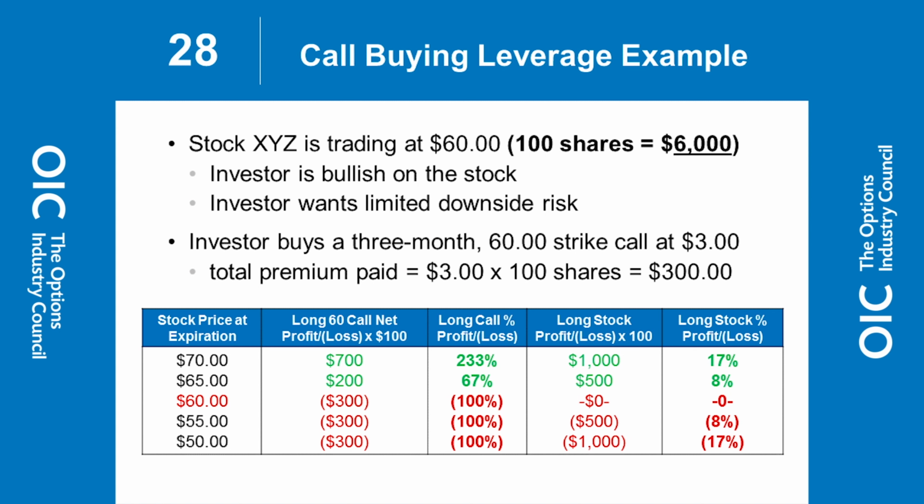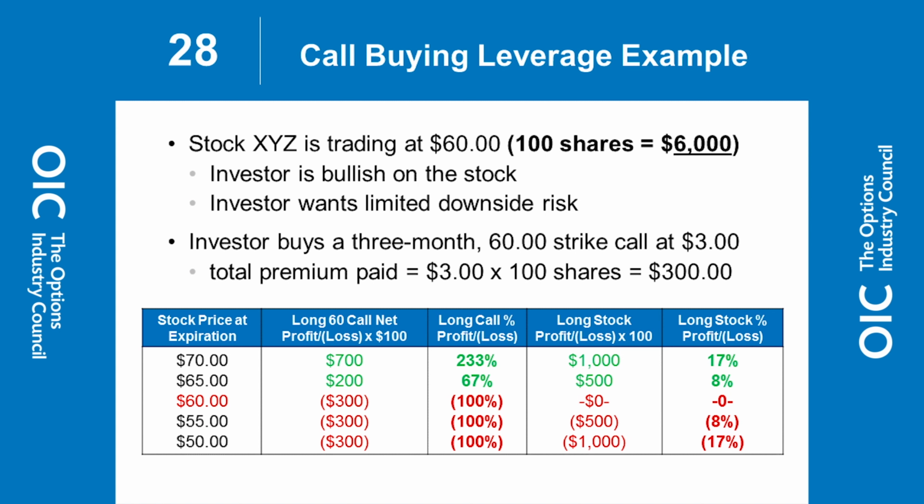But here's where the leverage works. If the stock goes up to $65, that option is now going to be worth a $200 profit. That's a 67% return on our investment. We invested $300. That option is now worth $500, or a $200 profit. We just made 67% on our money.